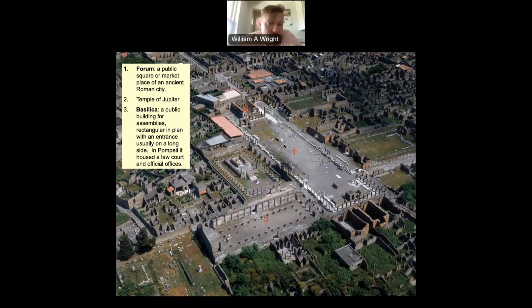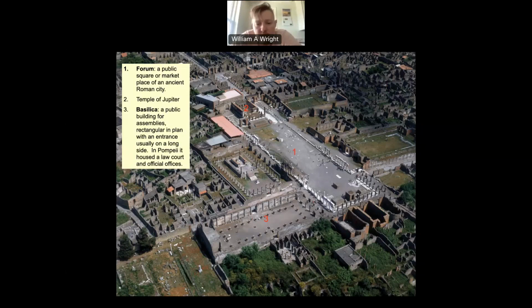And I'm talking about that being cultural in nature, because the third thing that most Roman cities had was a basilica, which is basically the ancient form of the courthouse. This is the public building for assemblies, rectangular in plan with an entrance usually on one side. And in Pompeii, it housed the law courts and official offices. Now, this is where the Senate met. This is where city governance happens in the basilica.